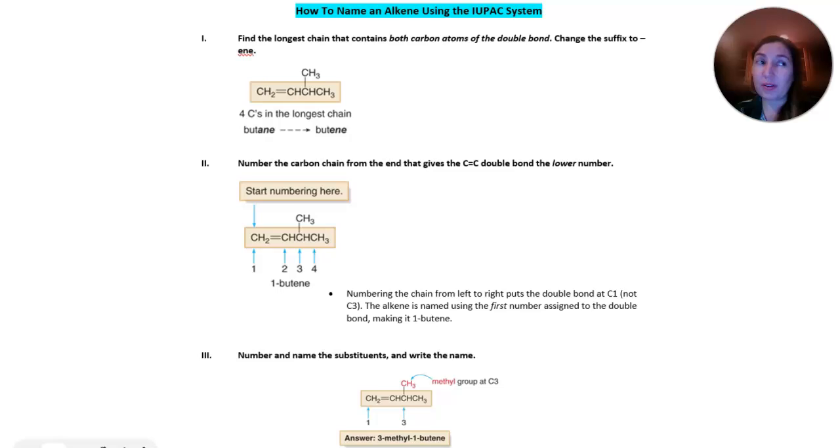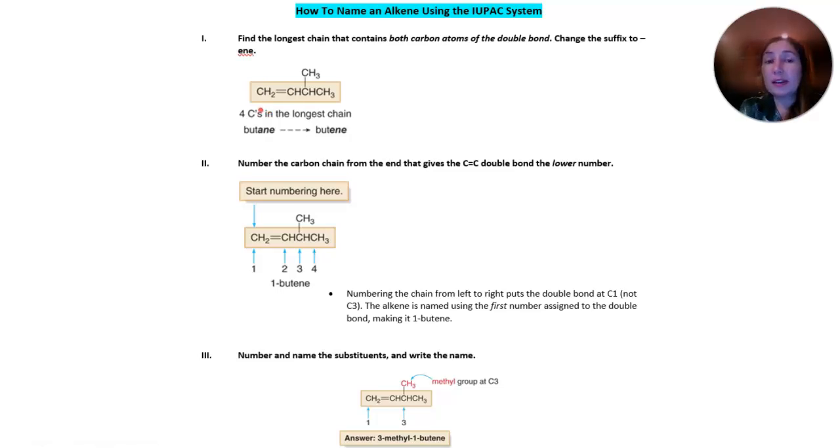Sometimes that does result in a chain that's shorter than you might have imagined. Sometimes you can find a longer chain in the molecule, but the one that bridges over both carbons of the double bond is shorter than the longest possible one in the whole molecule. So that's important to note. It's not always the longest total chain anymore. It's the longest chain that bridges over both carbons of the double bond.